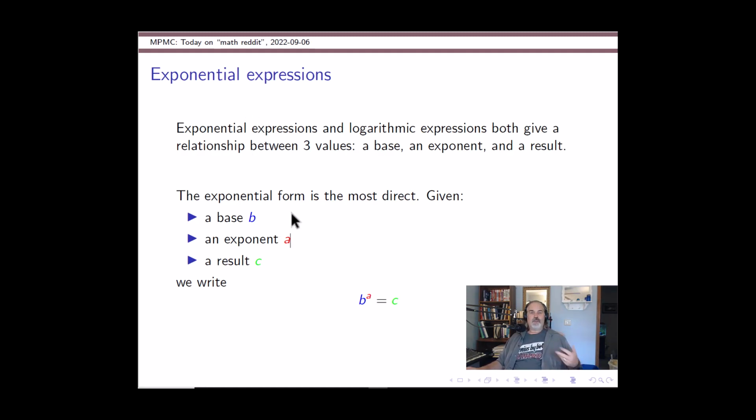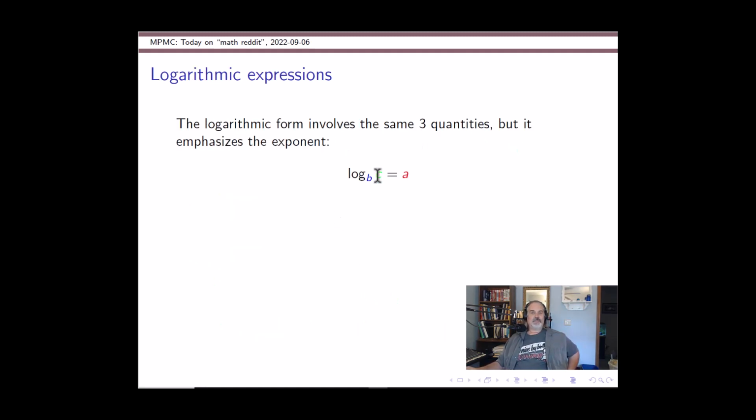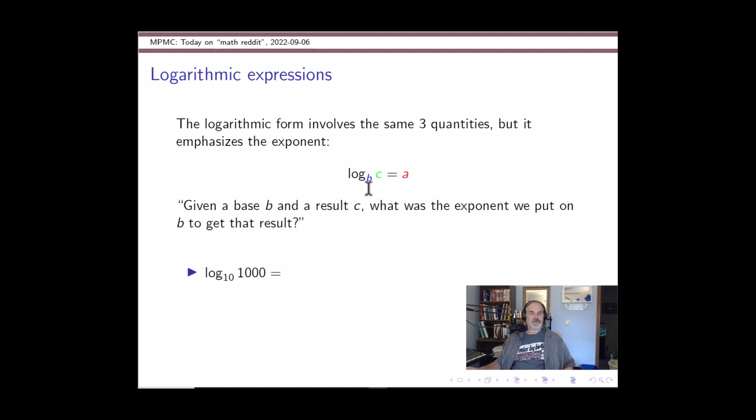And so logarithms are a way to present, say, ta-da, here is an exponent that makes all this information tie together. So the exponential form emphasizes the result. When we twist it around to the logarithmic form, again, the same three quantities, but it hands us the exponent. So here we are, the log base b of c equals a. The way you read this is say, I got a base b, and I got a result c. What was the exponent that made that happen to take the base b and return a result of c?